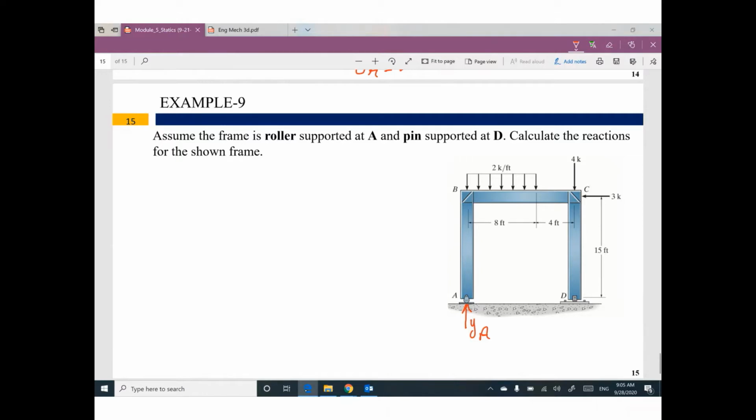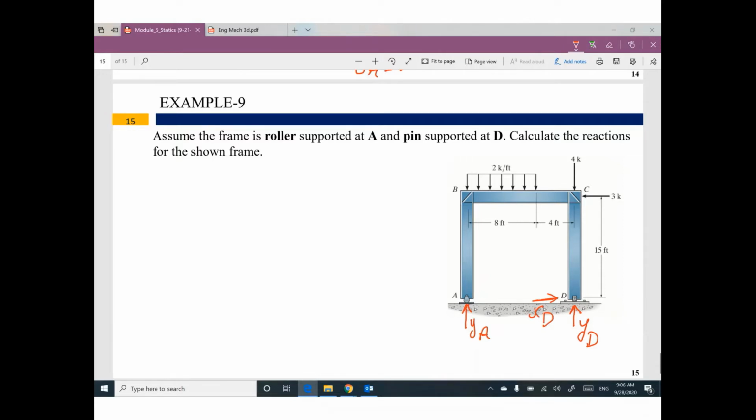So we can expect two reactions, one vertical and one horizontal. You can assume any direction, to right or to left. For the vertical reaction, up or down, it's up to you. So the vertical reaction, I'm gonna call it YD. The horizontal reaction will be XD. Please go ahead and calculate the reactions.